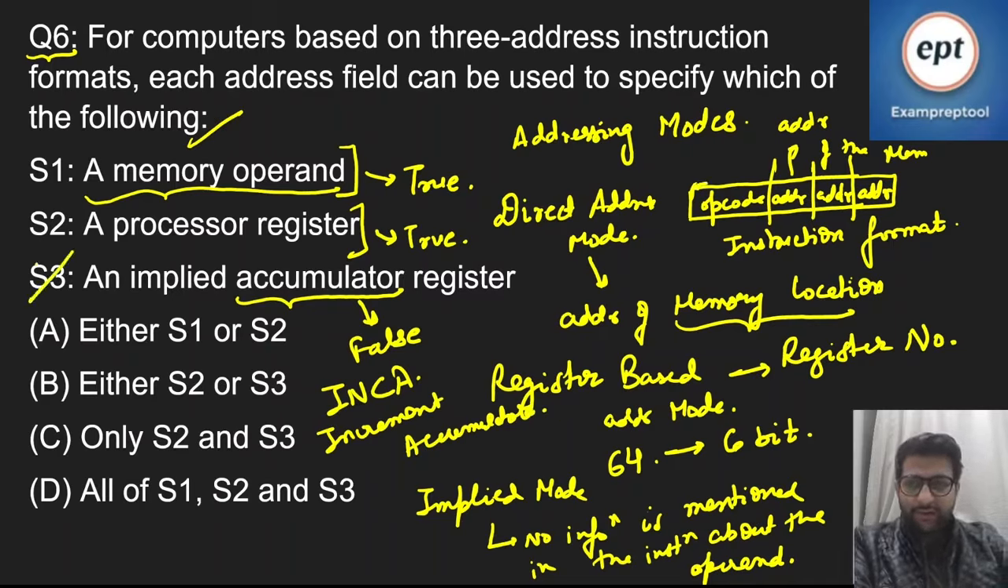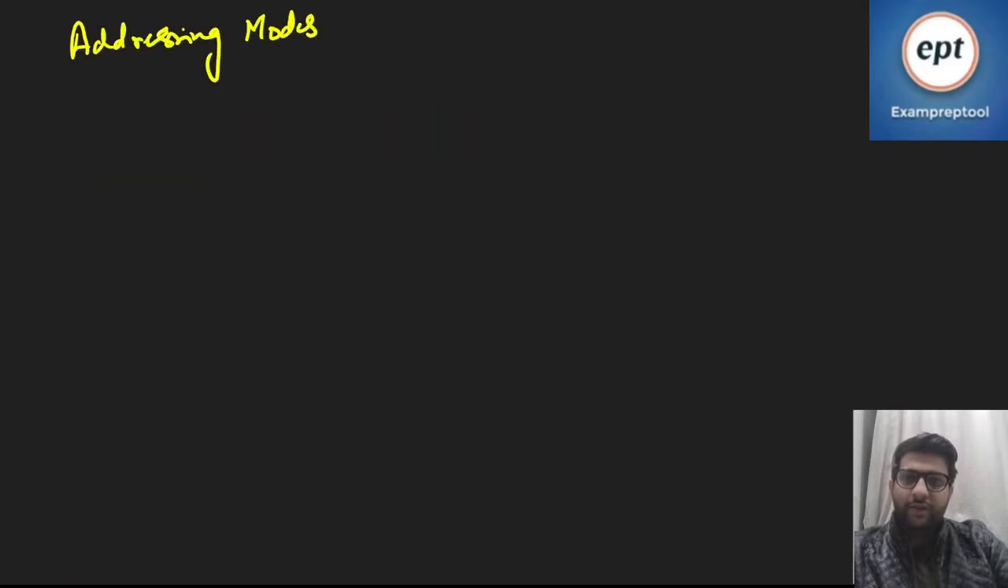So S3 is false. S1 and S2 are true. So the answer is option A. You should know different types of addressing modes.